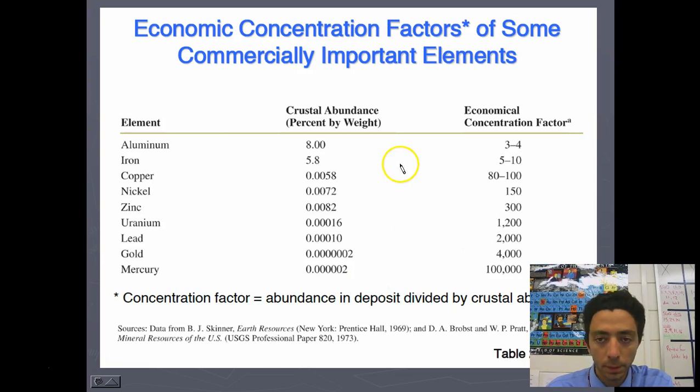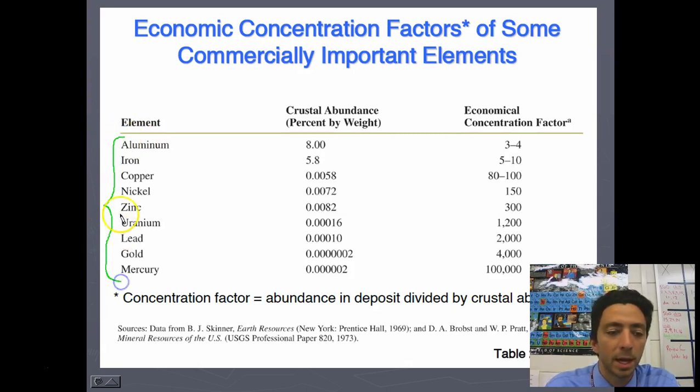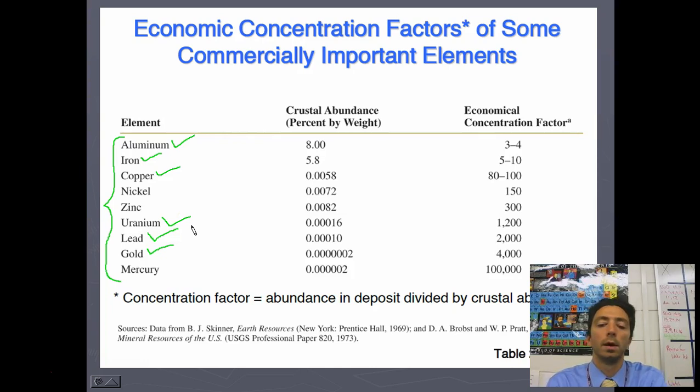So this is the economic concentration factors of some important elements. These elements over here are all really vital things for human society. You've got aluminum for vehicles, iron for building, copper is found in electronics along with gold. Lead is important. You've got uranium for our nuclear power, zinc and nickel. So all these are things that we are going to use extensively as humans for a variety of things. We're getting all this stuff from minerals and through mining.